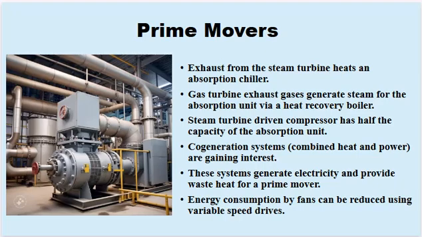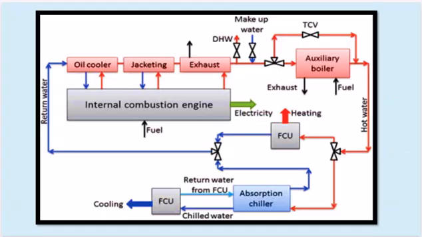Also known as combined heat and power, these systems are becoming increasingly popular because they do two things simultaneously: generate electricity and utilize waste heat for powering prime movers like turbines or compressors. Finally, let's touch on variable speed drives. Variable speed drives are a fantastic way to reduce energy consumption. They adjust the speed of fans and motors based on real-time demand, ensuring that energy isn't wasted when full capacity isn't necessary.